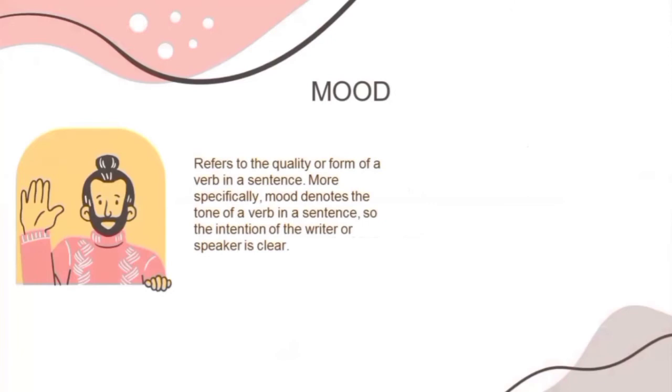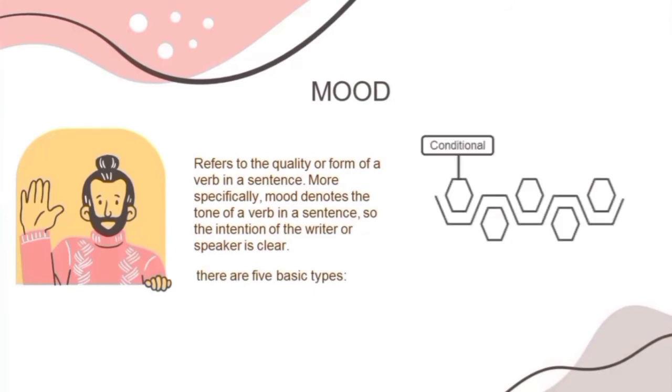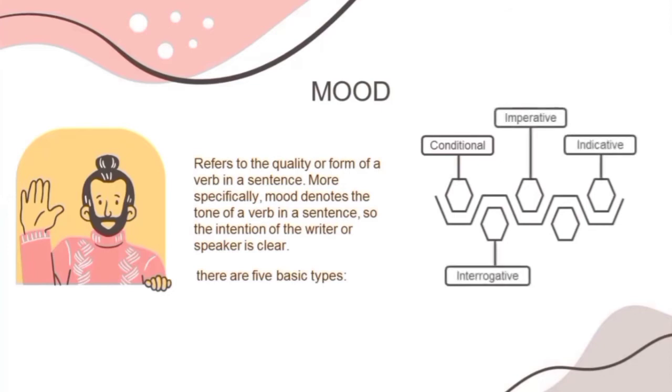Grammatical mood, also known as mode, refers to the quality or form of a verb in a sentence. More specifically, mood denotes the tone of a verb in a sentence, so the intention of the writer or speaker is clear. When considering mood in grammar, there are 5 basic types: conditional, imperative, indicative, interrogative, and subjunctive. Okay, let's take a closer look at each verb form.